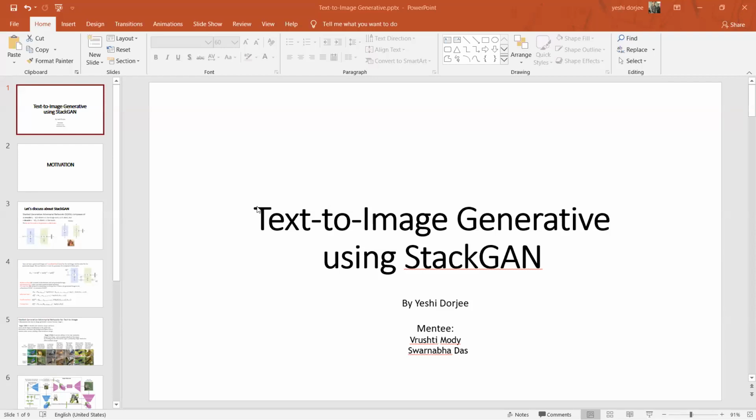So our project is based on using the AttnGAN, where we have to implement text to image generation. My mentees are Vishnu Modi and Sranav Das. I think both of them are also working on the project.